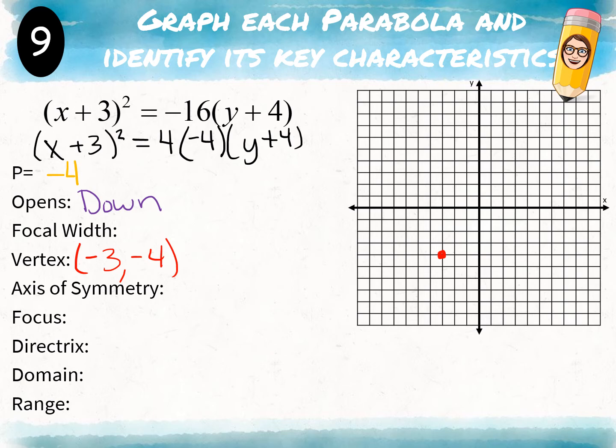Focal width. All together, that distance is 16. 16, right? That's the original number. Now, I didn't graph my focus yet, so I can't graph my focal width. So let's jump down to focus. My focus, my p-value is 4. My focus should be 4 down because we already said I open down.